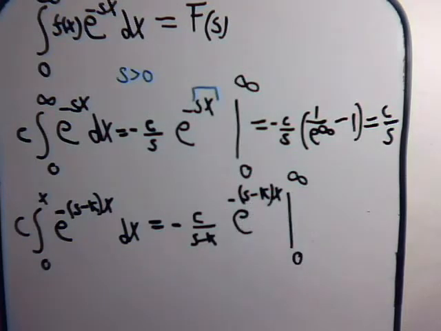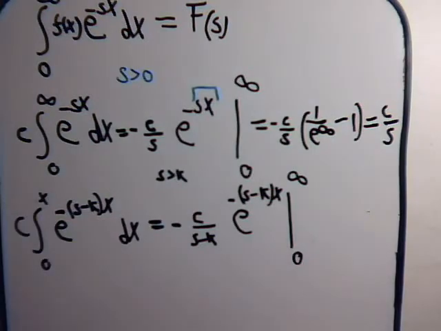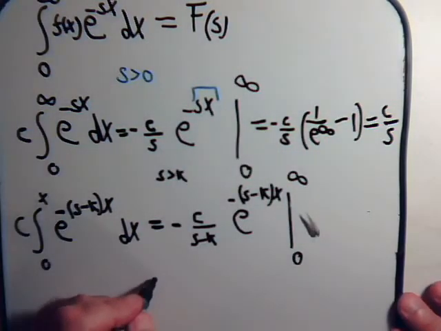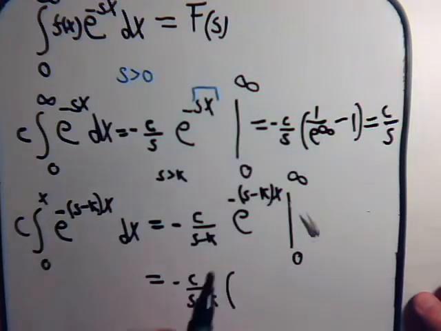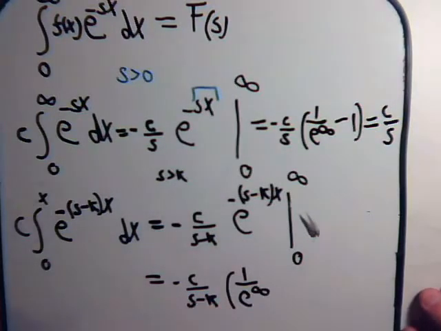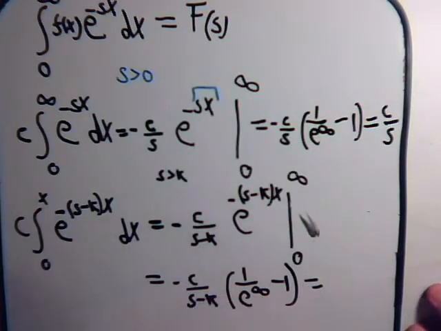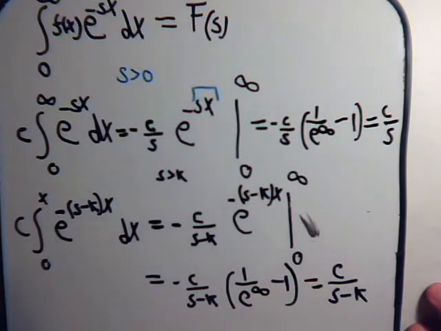So we put infinity, we're getting e to the negative infinity. So we want to ensure that s is greater than k, and with that stipulation, this equals, let's write it down here, minus c over s minus k times e to the negative infinity, 1 over e to the infinity, minus e to the 0, which is 1, and this will equal plus c over s minus k.